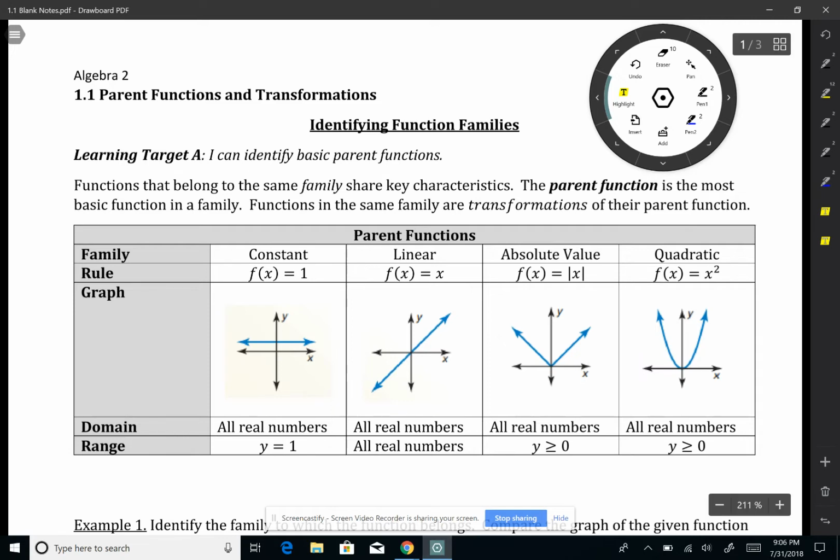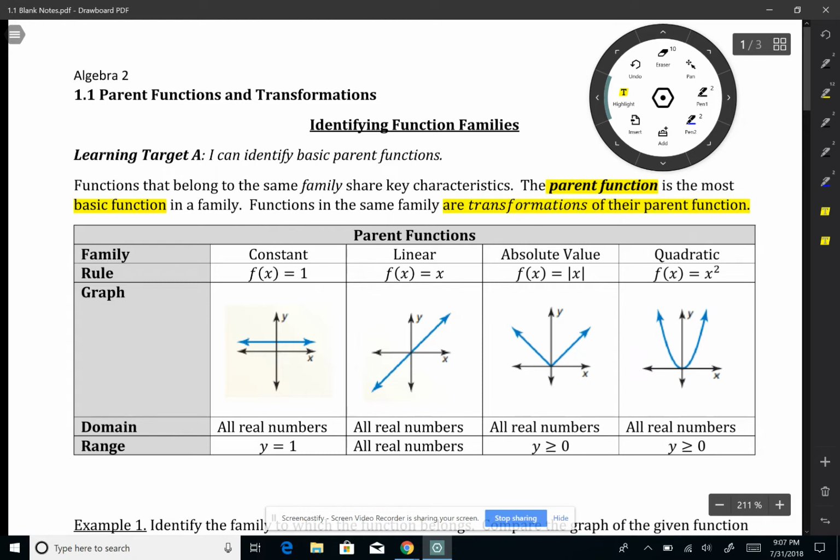Here in this paragraph before our table, it says functions that belong to the same family share key characteristics. The parent function is the most basic function in the family. Functions in the same family are transformations of their parent function. So basically, a parent function is where every function graph starts. Our parent function is the most basic, and then every function in that family is just a transformation of their parent function.